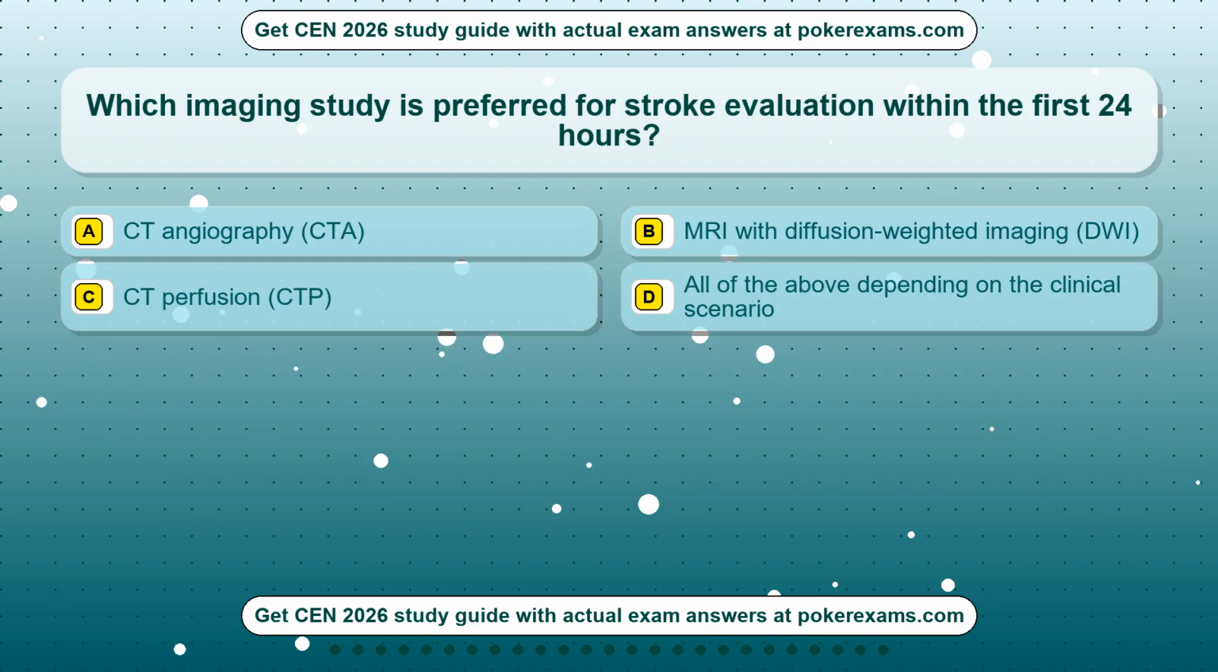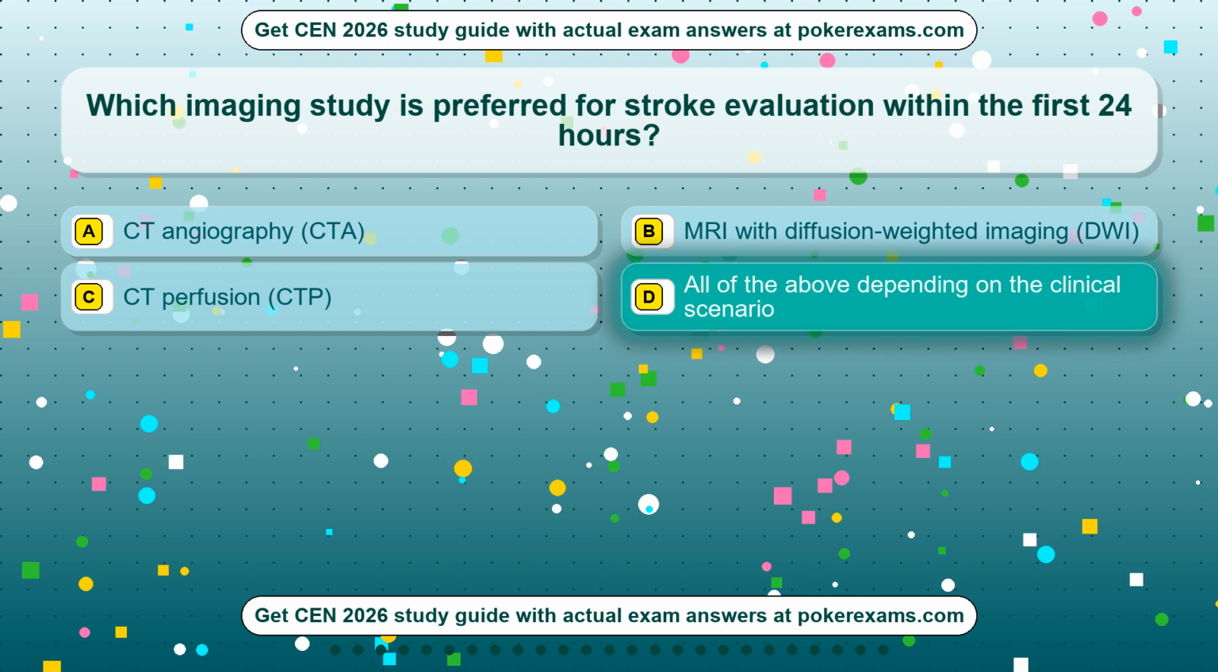Question 6. Which imaging study is preferred for stroke evaluation within the first 24 hours? Option A. CT angiography, CTA. Option B. MRI with diffusion-weighted imaging, DWI. Option C. CT perfusion, CTP. Option D. All of the above depending on the clinical scenario. The correct answer is option D. All of the above depending on the clinical scenario.